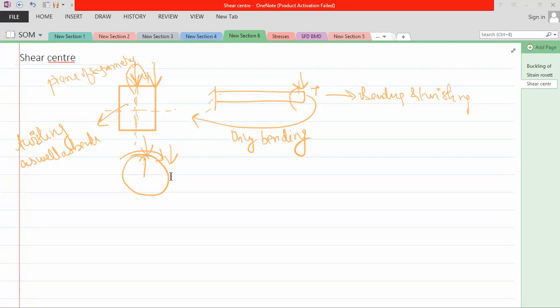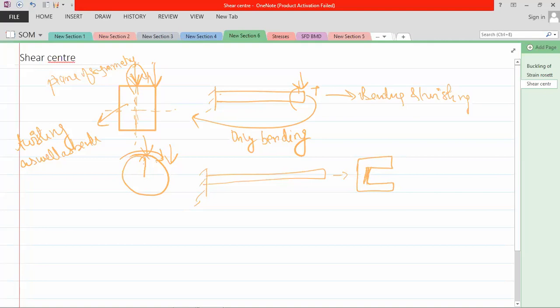Okay, now suppose I take a C section. What does a C section mean? Suppose, let me draw it like this. Suppose you have a rod like this, and your cross section is in C form. So this is your C section. Now what will happen to this C section?